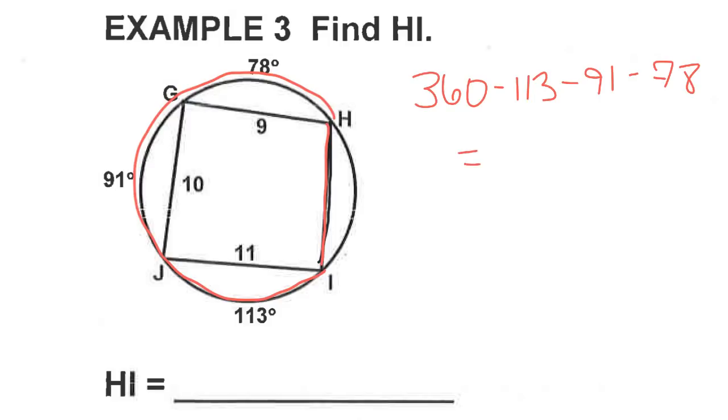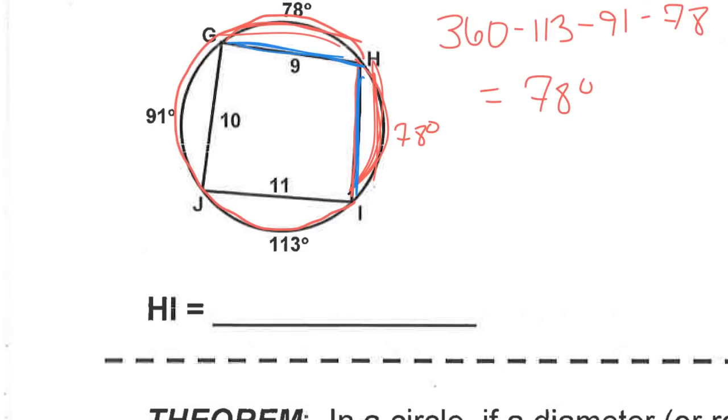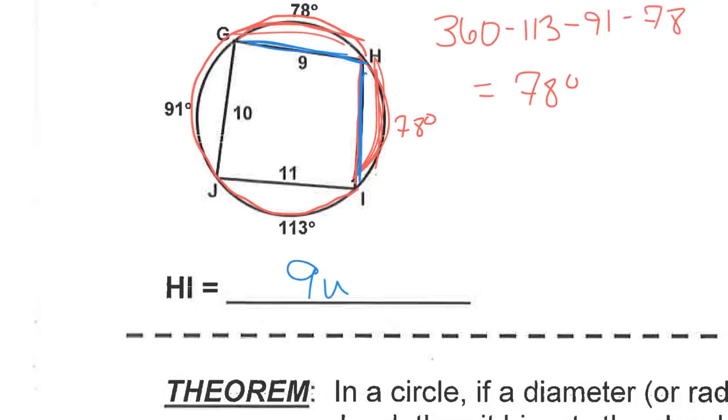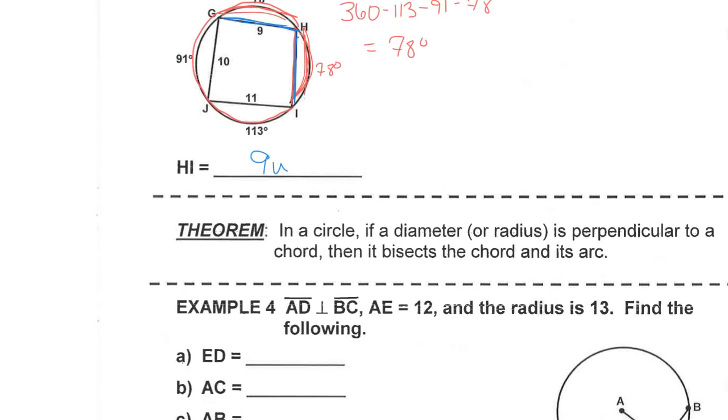If you do that, you end up getting 78 degrees. So what that means is if this arc and this arc are the same, then their chords are also the same. So HI is going to be 9 units. We got another theorem here. It's a pretty easy one too.